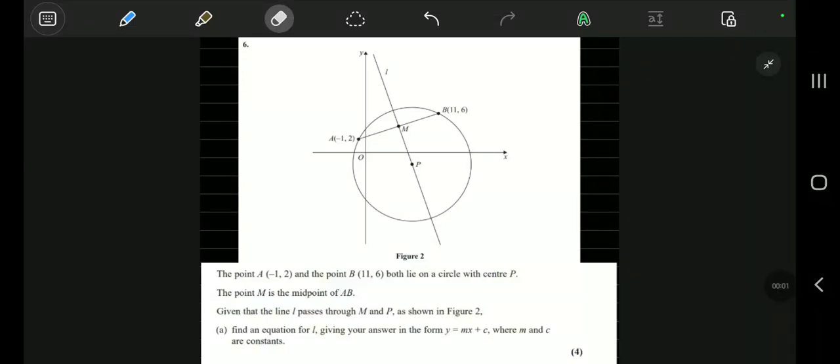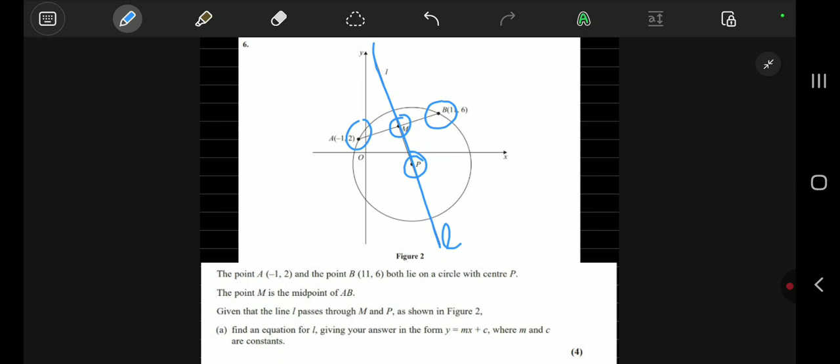Okay everyone, so question 6 is about a circle. A point A and a point B lie on the circle, this point and this point, and the circle has a center P. M is the midpoint. Given that the line L passes through M and P, this is your line L, this one. We need to find the equation of this line L in the form mx plus c.